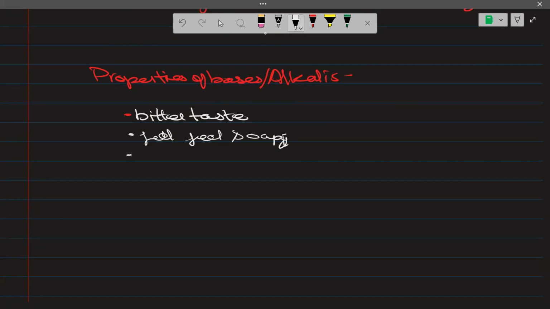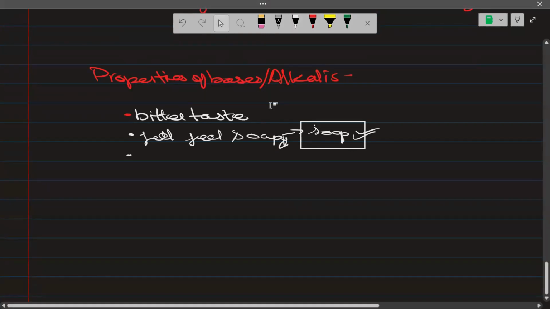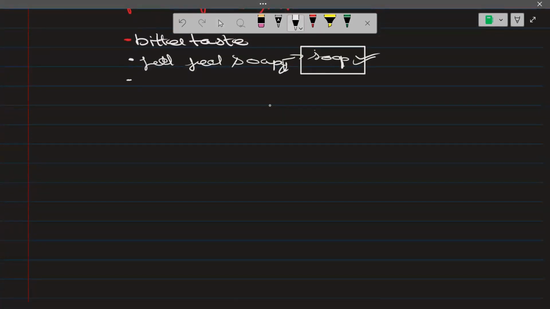Soap is a base, you should know that. And now the next property of an alkali is that it turns red litmus blue. It turns moist red litmus blue. That's also a property of an alkali or a base.